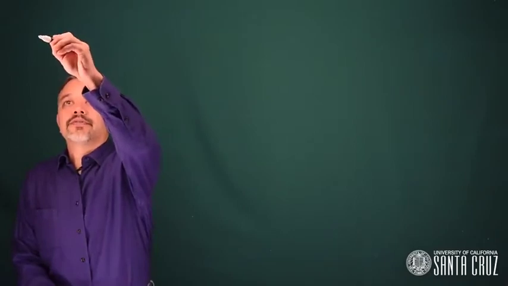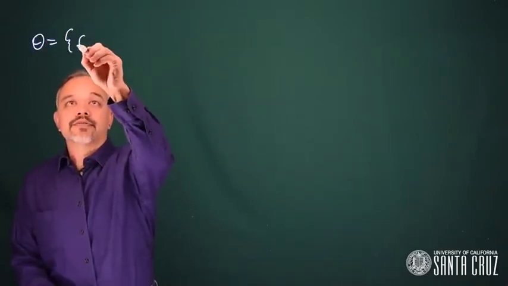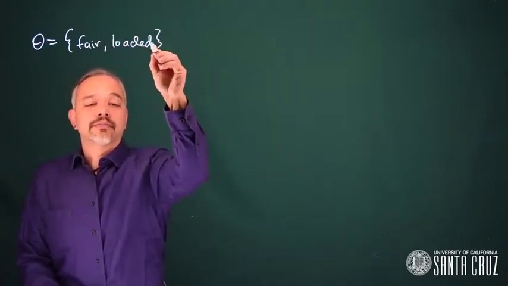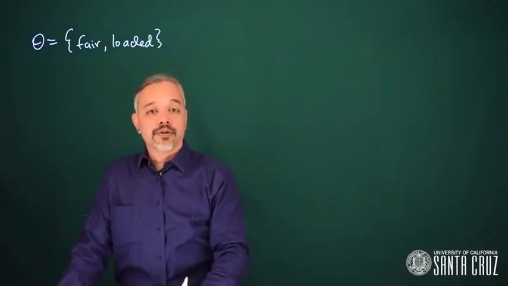You flip it 5 times and you get 2 heads and 3 tails, and now you have a decision point to make. Which coin do you think it is? And how sure are you about that? So in order to perform inference, we need to define a likelihood. In this case, we'll start by defining the unknown parameter theta, and this is either the coin is fair or it's a loaded coin. So our unknown parameter is which coin it is. Is it a fair coin or is it the loaded coin?